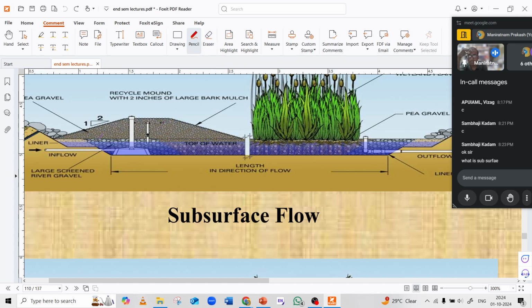So remember, this is the surface of our wetland. But you can see the water is not going above the surface. It is always below this surface. So that's why it is subsurface. It is not going above the surface. That's why it is known as subsurface.